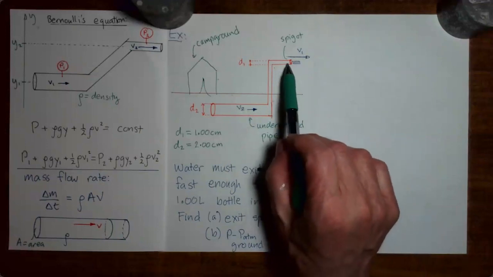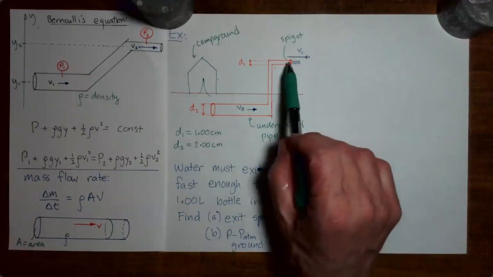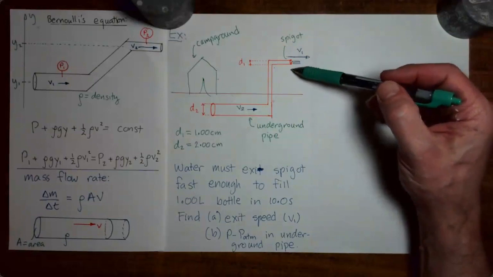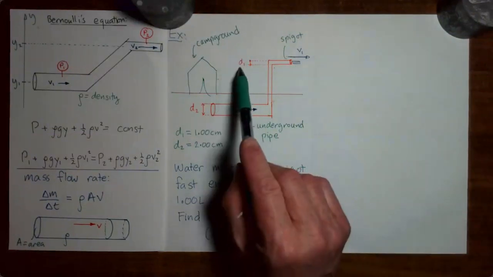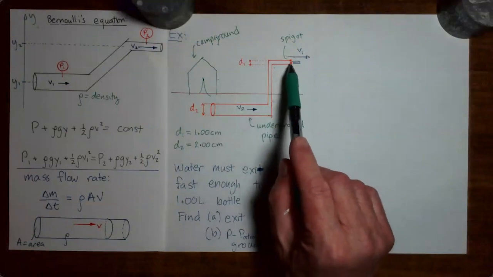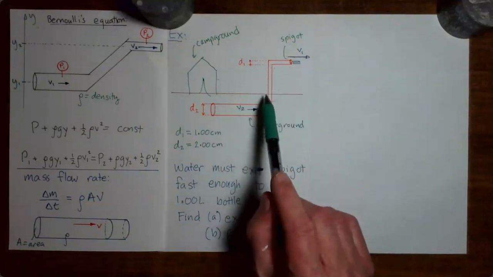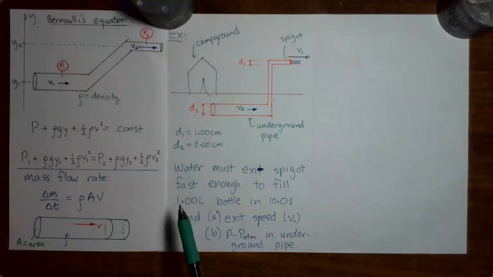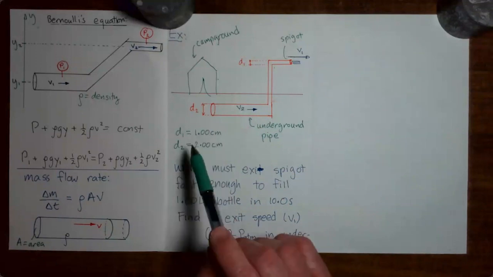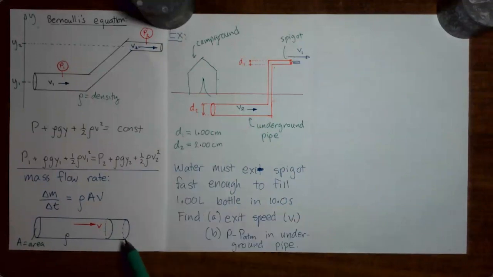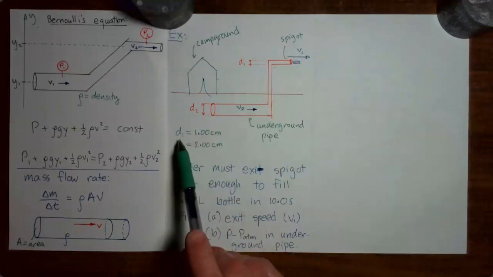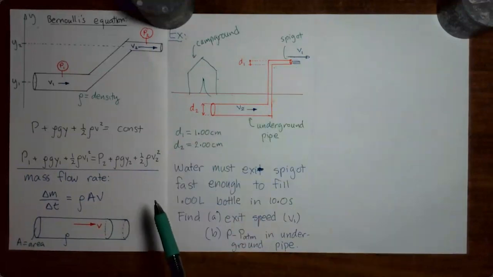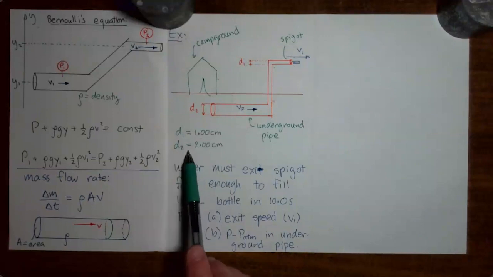And when the campers turn on the flow, water comes out of the pipe. We're going to say that the diameter of the pipe where the water exits is D1. However, that pipe up here is connected to an underground pipe with a different diameter, D2. We have that the diameters are D1 equals 1 centimeter and D2 equals 2 centimeters.